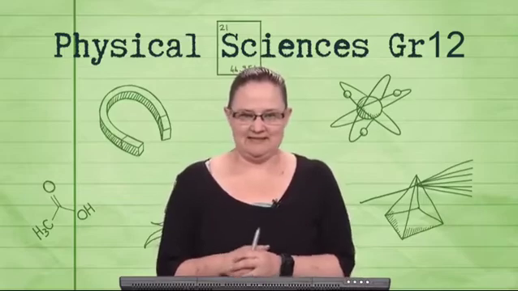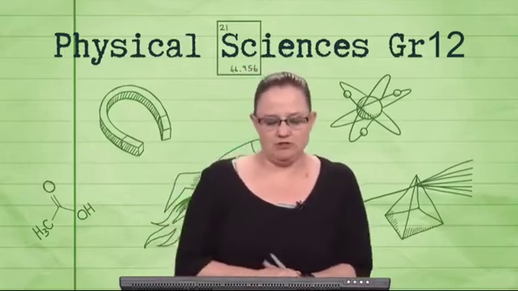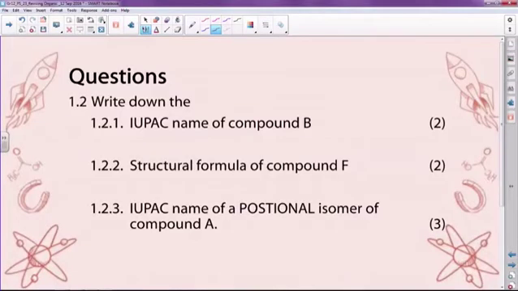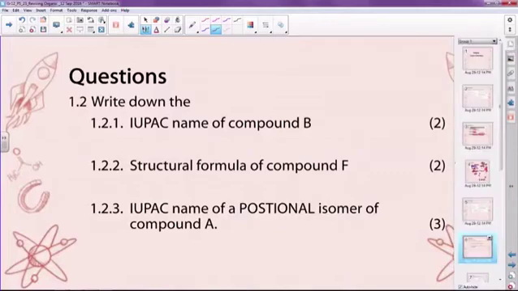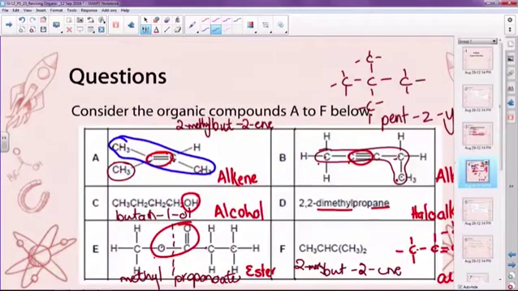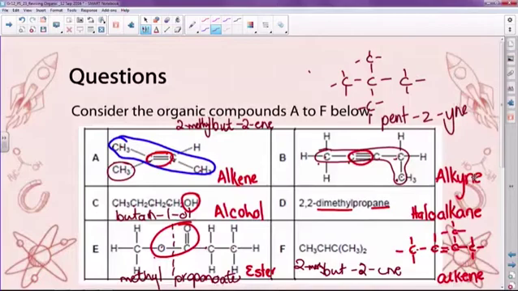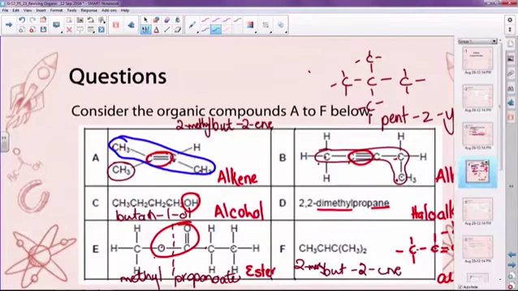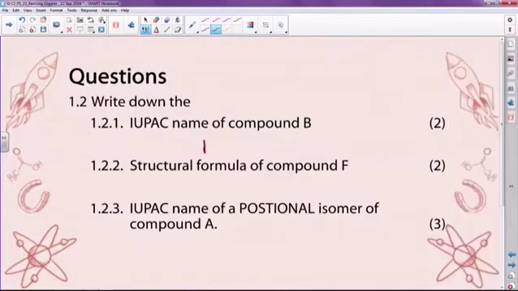Okay, let's get this done. The first question here was to write down the IUPAC name of B. If we go back to the one where I wrote all over it, look here. I don't even have to think about it. It's right there. The IUPAC name of B is pent-1-yne. I don't even have to think about it because I've already done it.